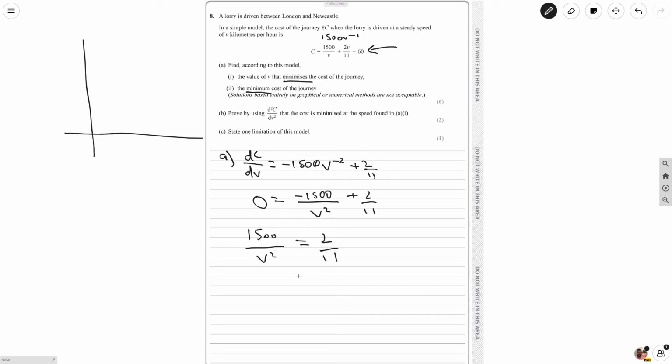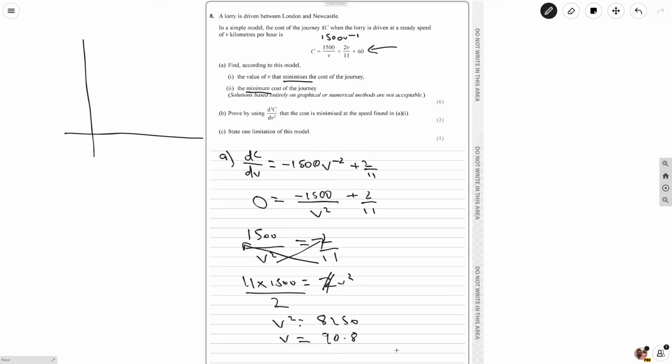and then I'm going to take the V squared over here and the 11 over here. So I'm going to get 11 times 1500 equals 2V squared, and then I'm going to divide both sides by 2, and then we can just put this in our calculator. So V squared equals 8250. Square root that and write our answer to 3 significant figures.